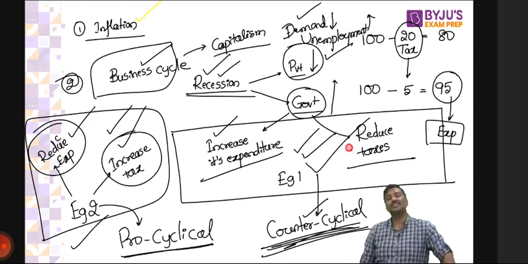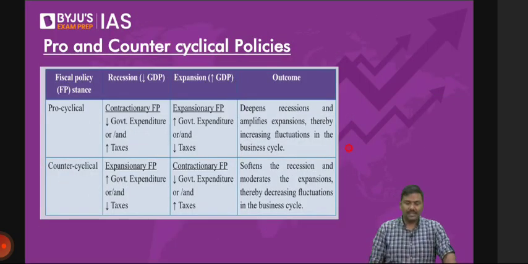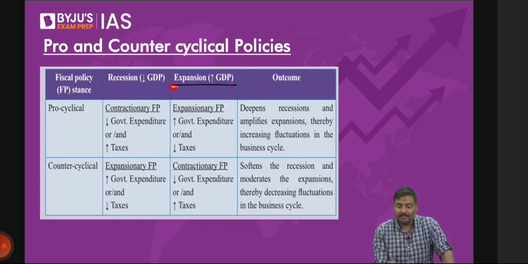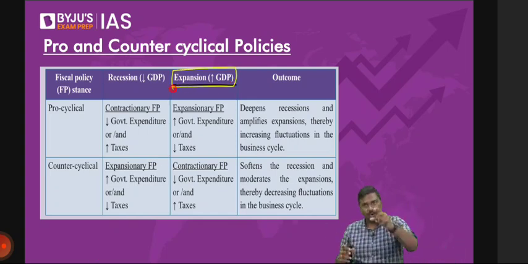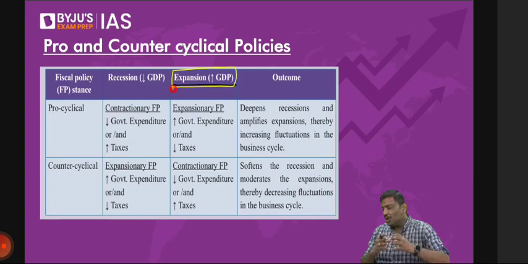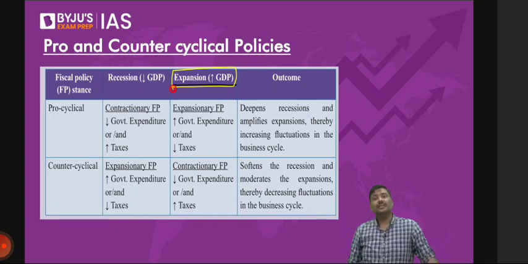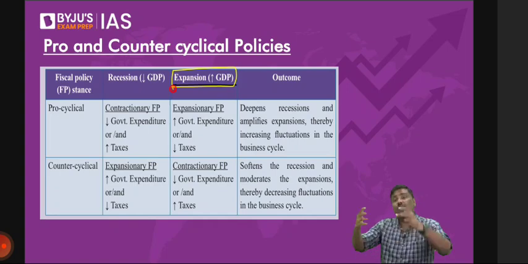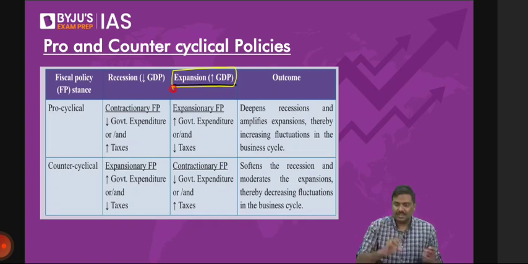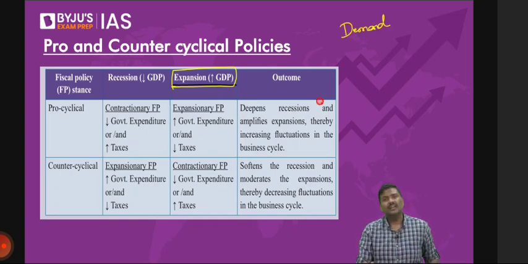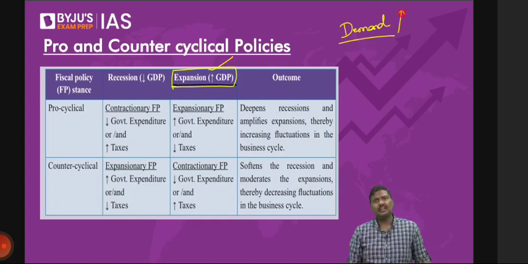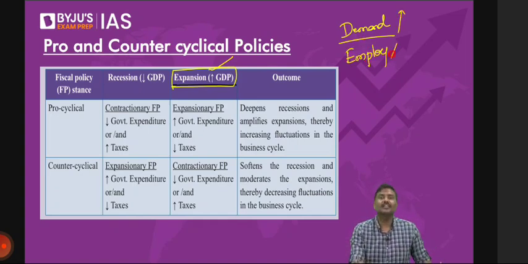Come to the table here. What about a situation of expansion? Whenever there is an expansion in the economy, you already know the features now. Expansion means growth is very high. Growth is already there in the economy. The private sector is investing. People are having jobs. People are earning more salaries, etc. So during expansion, is there demand in the market? Yes, demand is already there. What about employment? Employment is already there. What about private sector investment? It is already there.